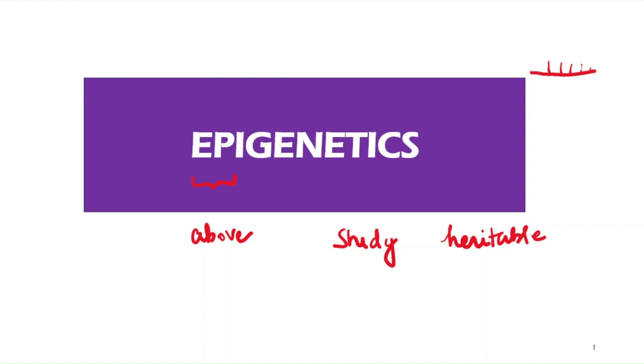But epigenetics deals with the study of any changes that are heritable, but they are not involving the nucleotide sequences, right? Without involving the nucleotide sequences, it is changing the genetic expression, right? Whether a particular gene can be expressed or not. That is what is given by the heritable changes, and those changes are not involving the nucleotides of the gene sequences.